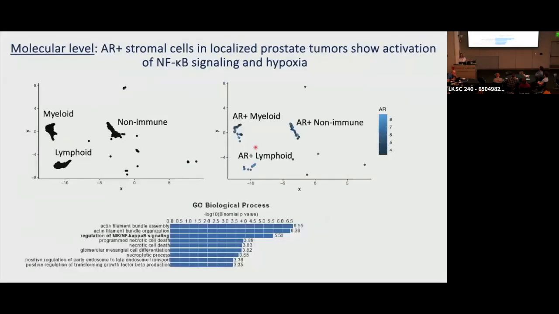So I'm circling back to molecular level analysis with my last slide. To better understand biological targets in AR positive stromal cells, we moved from imaging to gene network analysis using single cell ATAC sequencing data from the same patients' tumors. We identified regions with increased chromatin accessibility in AR positive myeloid and lymphoid and also non-immune stromal cells. These regions were significantly enriched for the genes that are regulating NF-kappa B signaling.